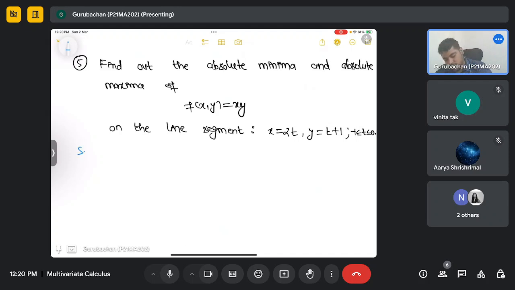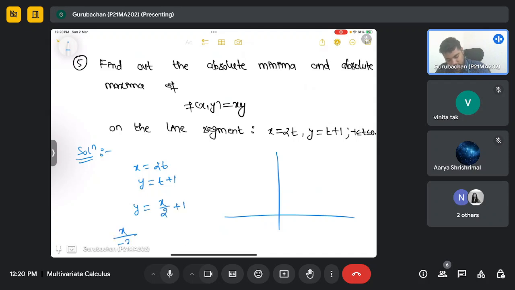And the other approach is that we can substitute the value of this x, since it is an easy value, so we can substitute this value of x and y in this particular function as a variable of t, or as a parameter t. So our function will reduce to a single variable. So let me first draw the line. x is equal to 2t, y is equal to t plus 1. So we can write it as y is x by 2 plus 1. We can say that x by minus 2, y by 1 is 1.